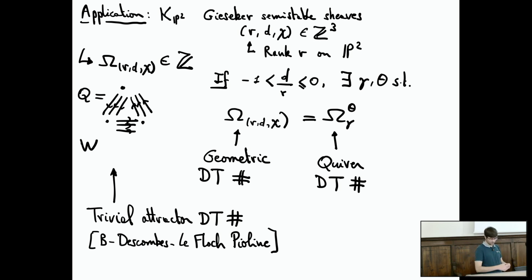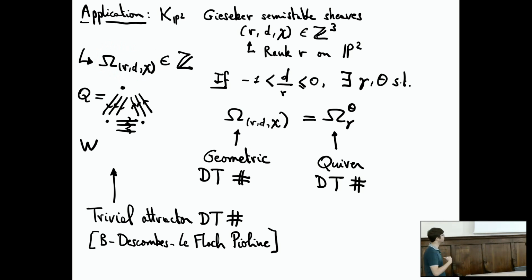If you look at these moduli spaces of semi-stable sheaves, you can get some geometric DT invariants, and here I'm looking at sheaves supported on P2. So they are of rank 0 on the threefold, zero almost everywhere, but supported on P2. And on P2, they have some rank R, some degree D, and some other characteristic chi. The first question you can ask is, do these numbers have a quiver meaning?